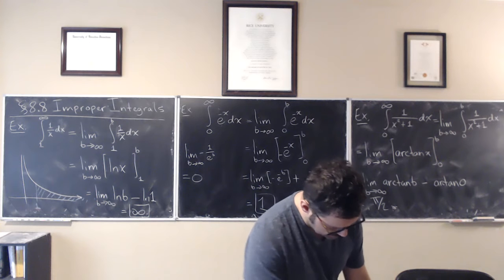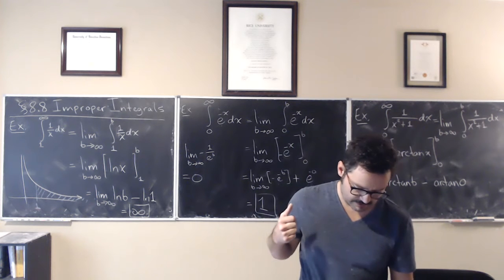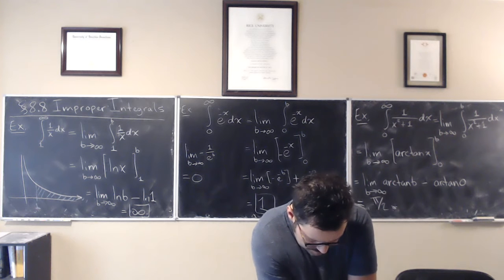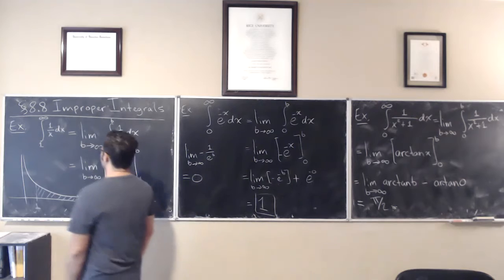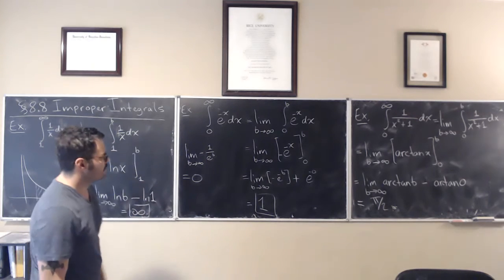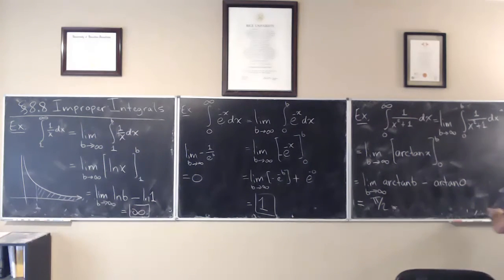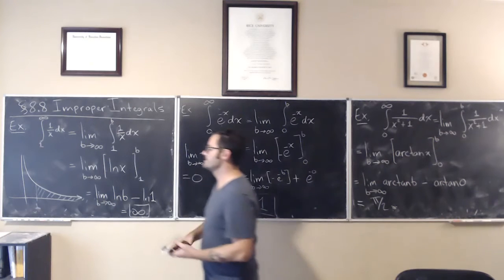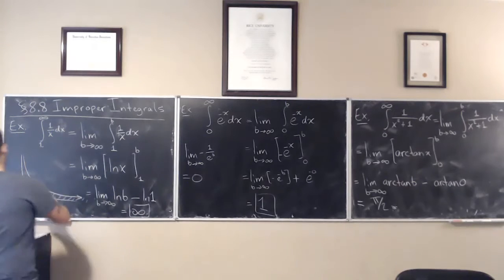Okay, so actually, I think that's enough on these types of improper integrals. Now, we should mention improper integrals with discontinuities. So there's two main types of improper integrals. There are improper integrals involving infinities, but then there's also improper integrals involving discontinuities.